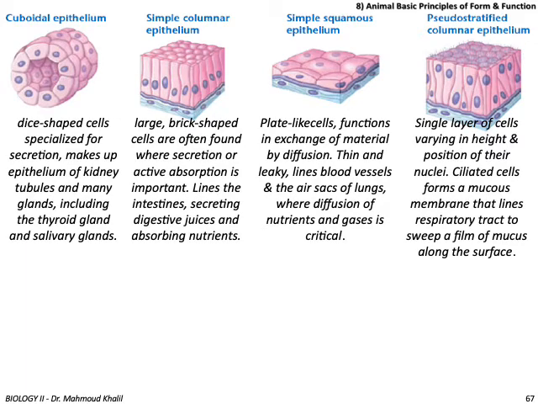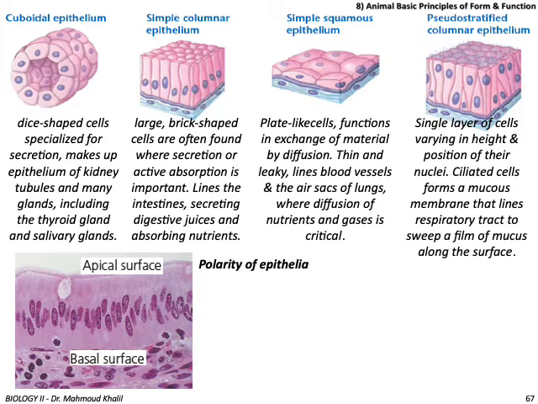For the pseudostratified, it's a single layer of cells. But why does it appear as a multi-layer? Because cells vary in height. Some cells are short, some cells are long. They're usually ciliated cells, and the best example of pseudostratified columnar epithelia is the trachea. The trachea is lined by pseudostratified ciliated columnar epithelium.